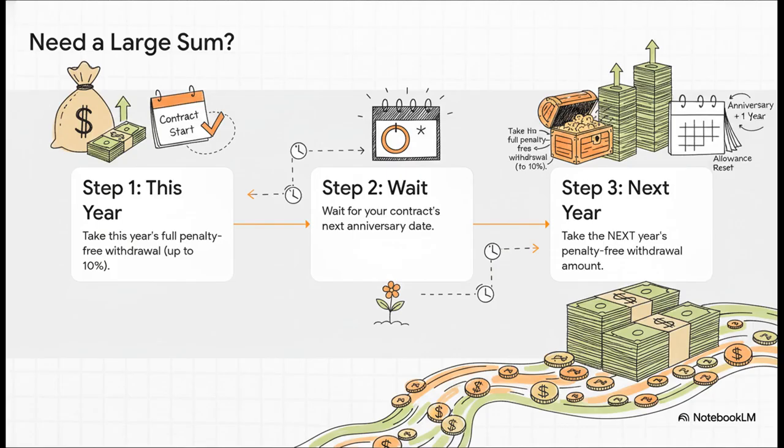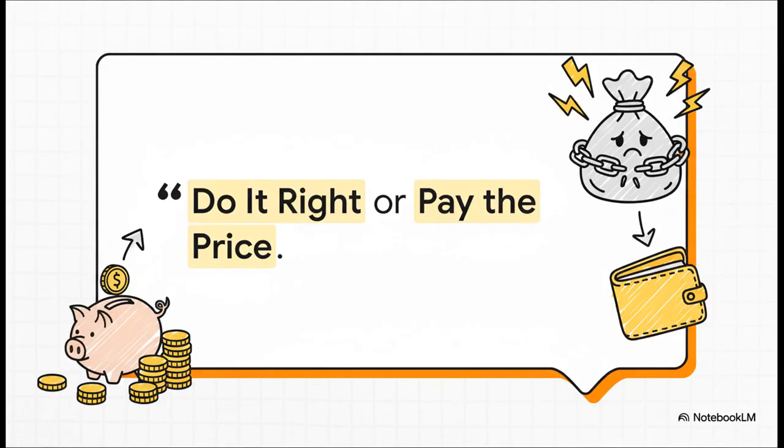It's that simple. And really, it all comes down to this. Getting money out of your annuity isn't rocket science, but you do have to know the rules of the game. A simple mistake in timing can cost you thousands in penalties and taxes. But if you do it right, you keep more of your hard-earned money right where it belongs with you.